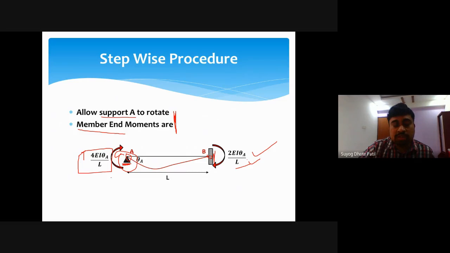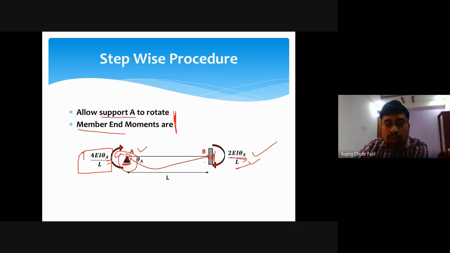Don't get confused here. Many students will say that at support A it will be 4EIθA/L and at support B it will be 2EIθB/L. That is not the case. Whatever rotation is allowed at support A, the moment at support A will be 4EIθA/L, and the effect of this rotation on joint B will be 2EIθA/L. That's why both relations are in terms of θA only, because we are allowing only support A to rotate.